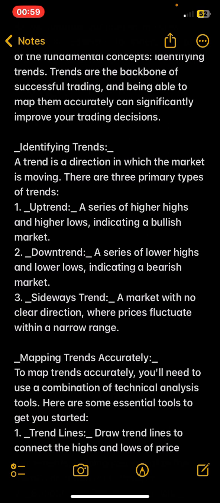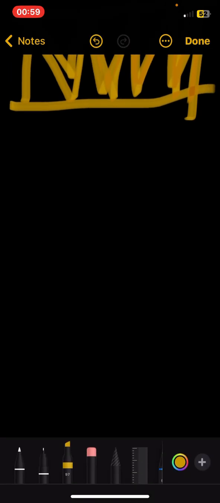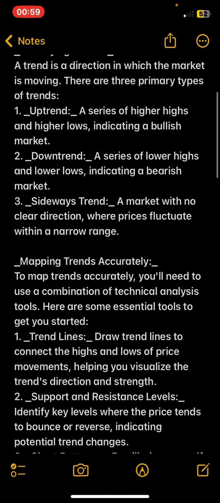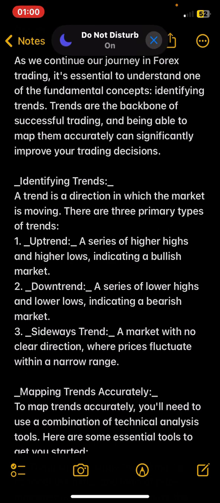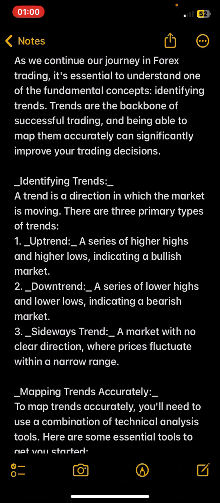An uptrend is a series of higher highs and higher lows, indicating a bullish market. What do they mean? Let me draw and show you. But before that, let's read it again so you know what we're talking about. An uptrend is a series of higher highs and higher lows. So now let's see what a higher high and a higher low look like.